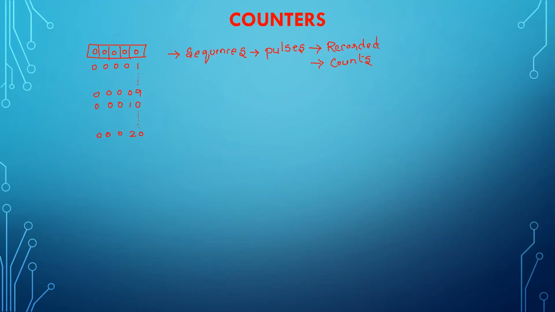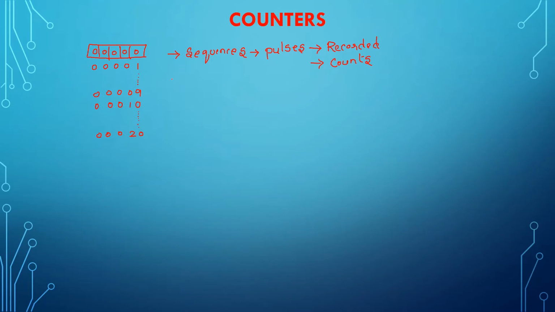Normally if you consider the speedometer of the bike, the speedometer records the number of rotations made by the wheel of the bike. That is sent to the speedometer as pulses. For every pulse sent to the speedometer, the count is incremented by 1 and recorded, and that record can be seen by you as the distance covered by the bike.